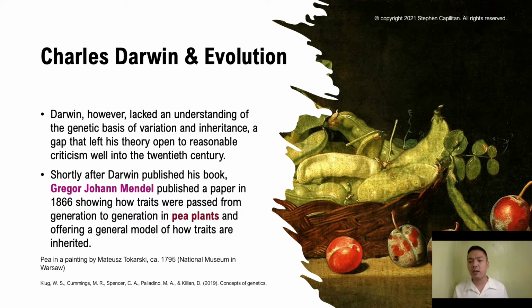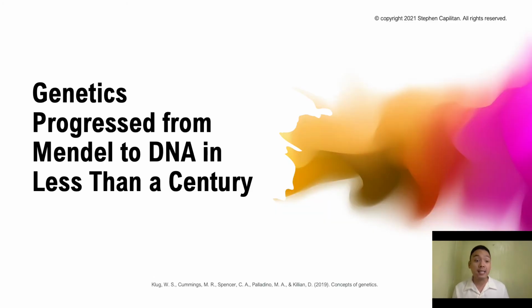By the earlier part of the 20th century, it became clear that heredity and development were dependent on genetic information residing in the genes contained in chromosomes, which were then contributed to each individual's gametes. Okay, so we call it the chromosomal theory of inheritance, and this gap in Darwin's theory was closed. Mendel's research continued to serve as the foundation of genetics. And genetics progressed from Mendel to DNA in less than a century.